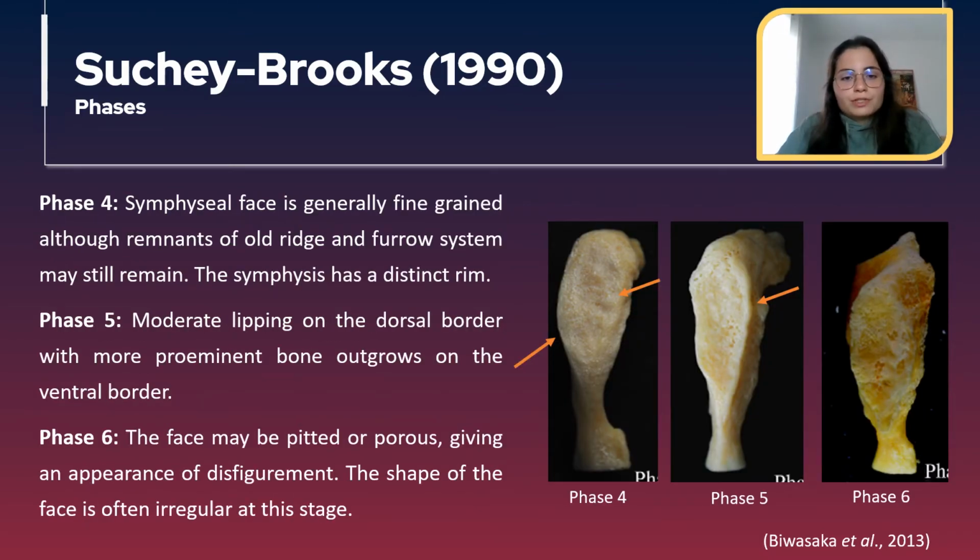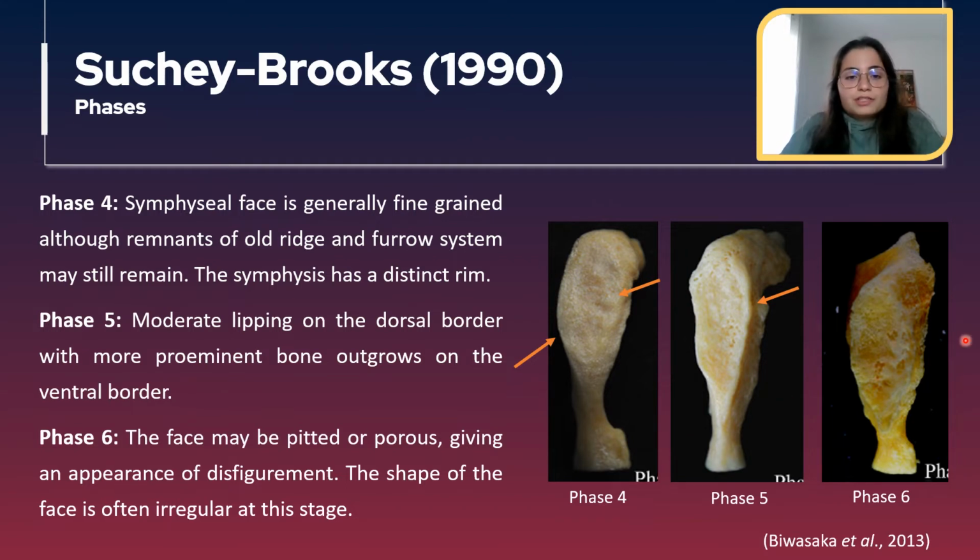In phase 4, the symphyseal face is generally fine-grained, although remnants of the old ridges and furrow system may still remain, and the symphysis has a distinct rim. In this image, it's still possible to see some remnants of the ridges, but then you see clearly here the rim of the epiphysis.